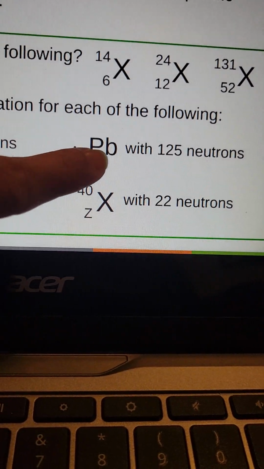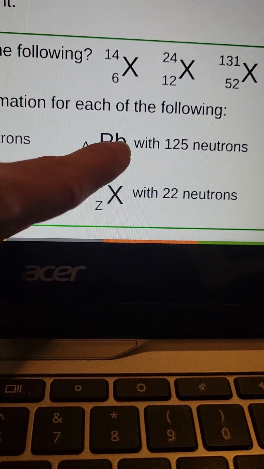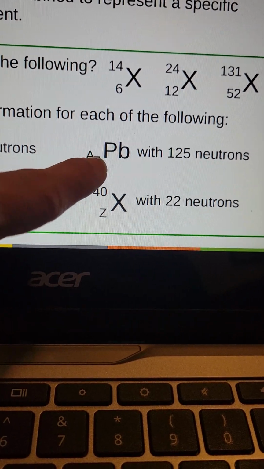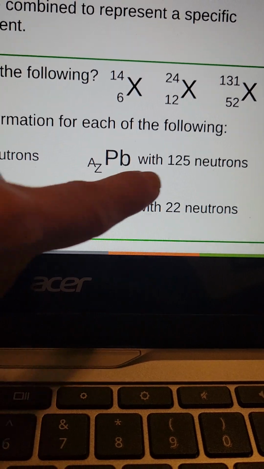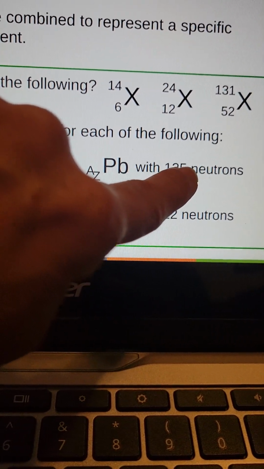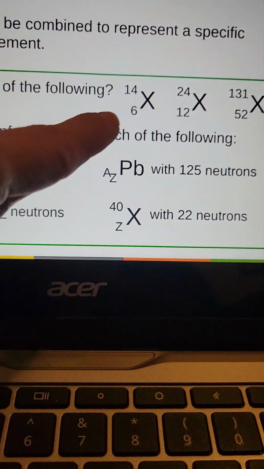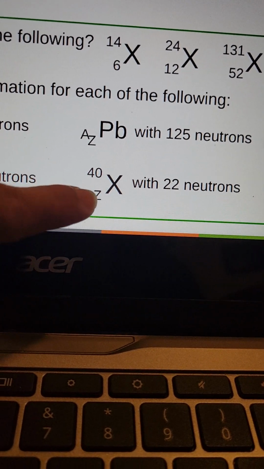Over here we have lead, so Pb. So we can get Z by finding Pb on the table. Find what number Pb is on the table. That will be what Z is. That's going to be our number of protons. They're telling us 125 neutrons. So once I look up and know Z, Z plus the 125 will give us our A, our mass number. And then same thing down here.